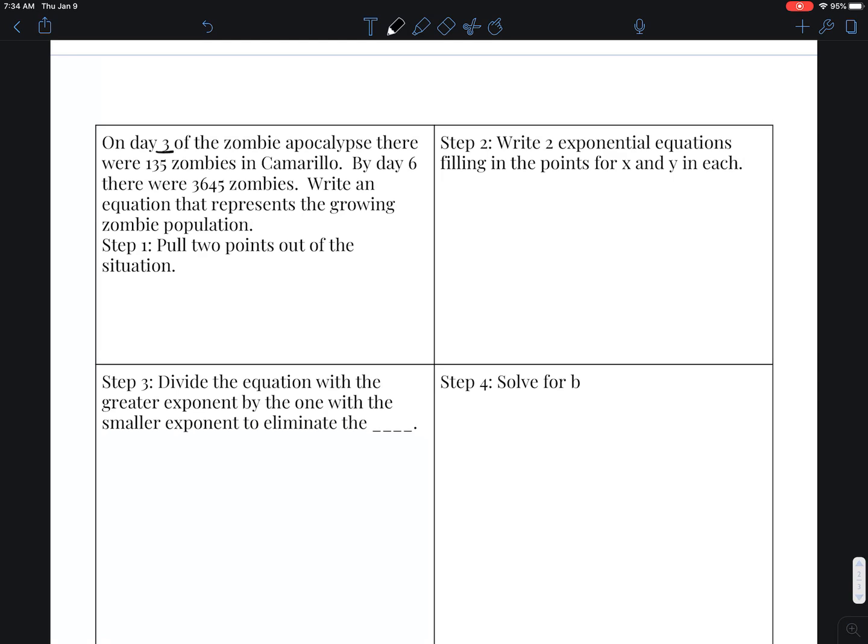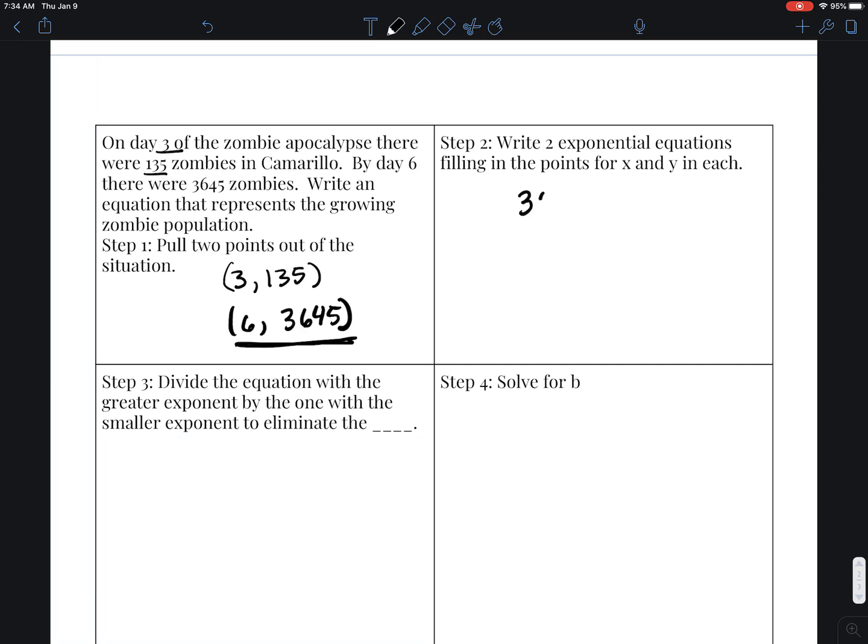So this first point we have is going to be 3 is our x. On day 3, we have 135 zombies. That's our first point. Our second point is going to be on day 6, we have 3,645 zombies. Okay, so now we have 2 points. We're going to do exactly the same thing that we did on the last set of problems. So we're going to take our first point, always starting with our bigger x value, remember?